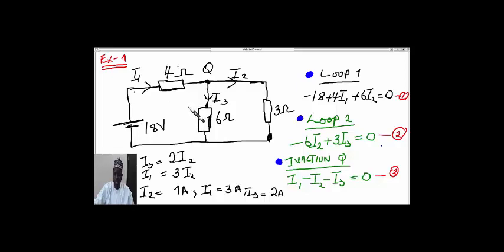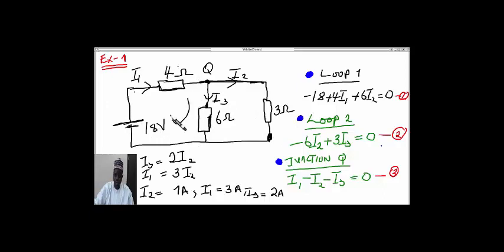The next procedure is we look at how many loops we have. Here we have about 3 loops. We have a loop here. A loop is a closed circuit that contains our electrical elements. So here is a loop. Here is also another loop, and we can also look at the entire circuit as one loop.